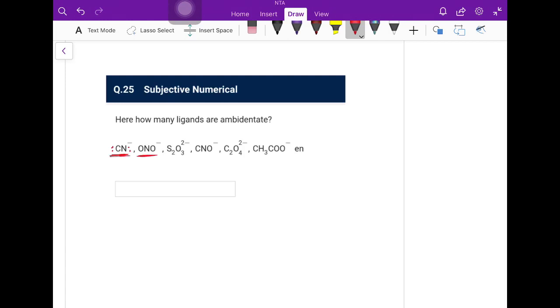So in ONO minus, oxygen and nitrogen can bind. In S2O3 2 minus, again oxygen and sulfur can bind, and in CNO minus, nitrogen and oxygen can bind. In C2O4 2 minus, only oxygen can bind. Both are the same type of oxygen, not different. So this will not be the answer because it has the same type of donor. So only 4 options are correct here.